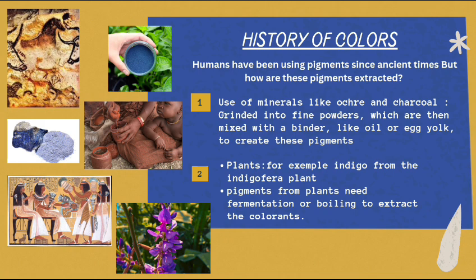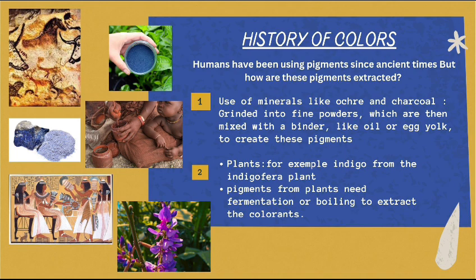Humans have been using pigments since ancient times. But how are these pigments extracted? One of the earliest examples of this can be found in the prehistoric cave paintings in Lascaux. Early humans used minerals, for instance ochre comes from iron oxide-rich clay, or even charcoal. These minerals are ground into fine powders which are then mixed with a binder like oil to create these pigments. Because these substances were insoluble in water, they were classified as pigments.